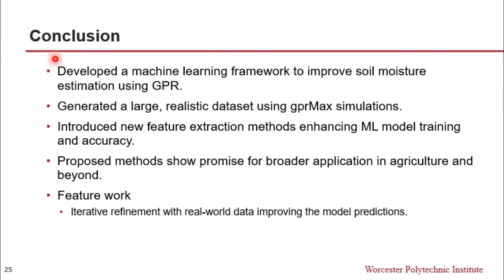As for conclusion, we developed a machine learning framework to improve soil moisture estimation using GPR. We also generated a large, realistic GPR dataset using gprMax simulation. We introduced new feature extraction methods, enhancing ML model training and accuracy. Our proposed method shows promising results for broader application in agriculture and more. And as I mentioned before, our future work is an iterative refinement with real-world data, improving the model prediction.